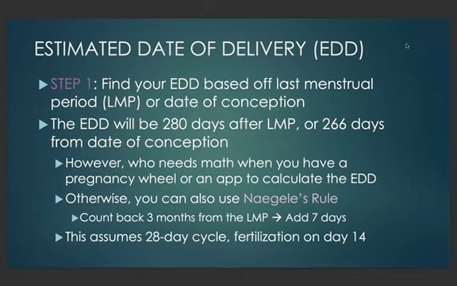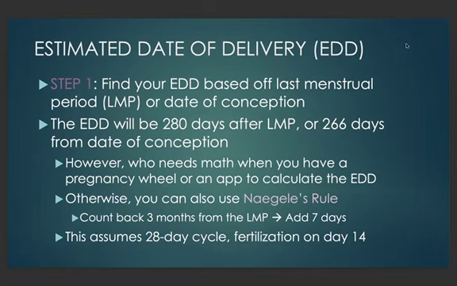So, the first step that you want to do is find your estimated date of delivery, or your EDD. And we want to base this off of the first day of your last menstrual period, or your LMP, or your date of conception. So, the EDD will be 280 days after your LMP or 266 days from date of conception. But don't worry, we're not good at math. You don't need to be good at math either. Just download a pregnancy wheel app or just look it up on the internet and it will be a lifesaver.